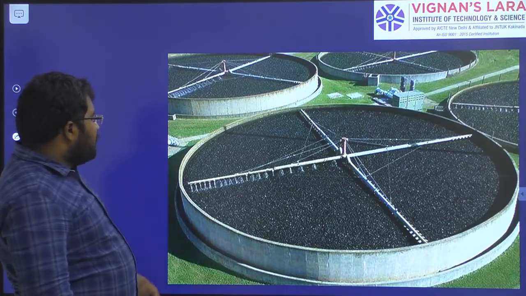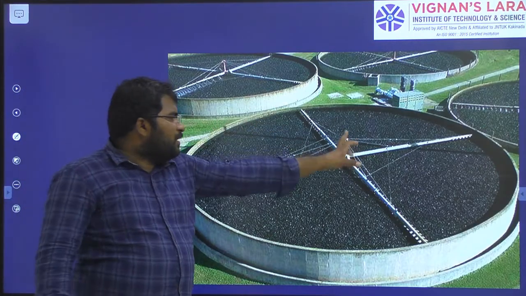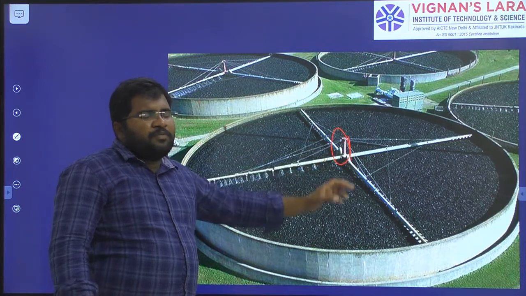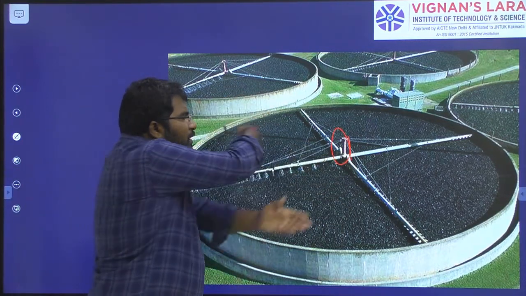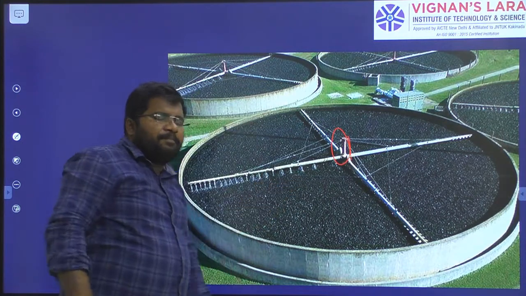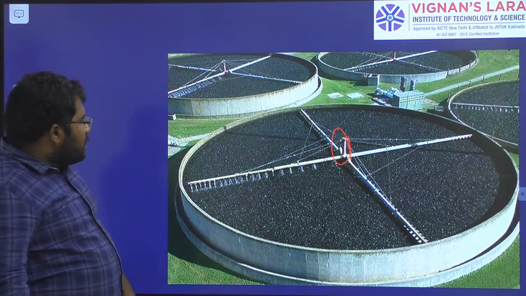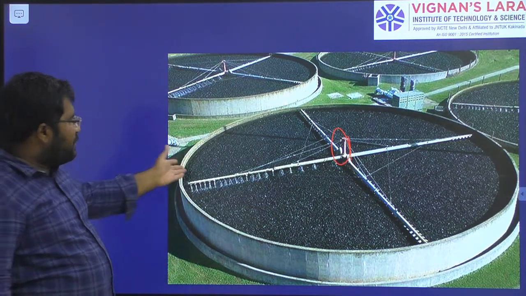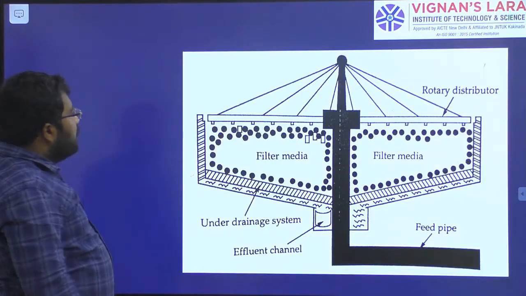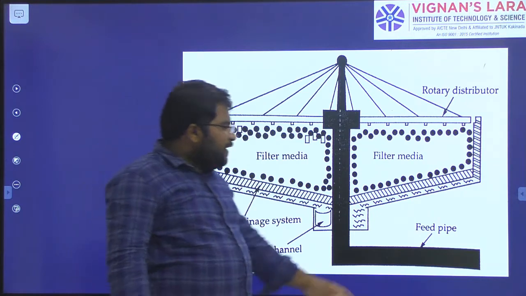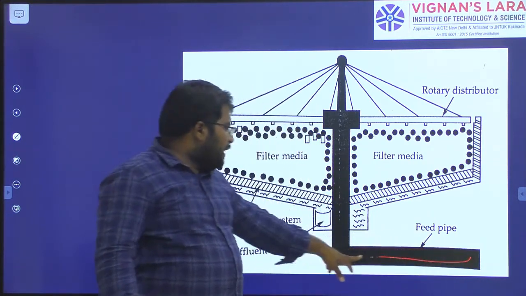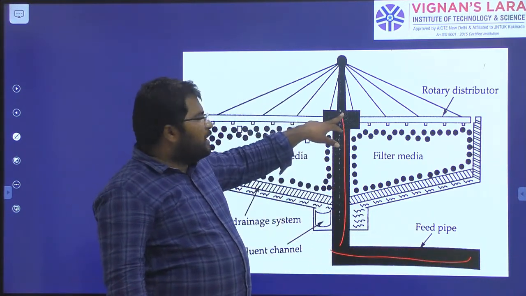Next, see, this is a full photo, right? The central rotor will be there where we keep the electric motor, so that the arms are going to be rotated along the circular surface, right? Next, this is the line diagram of the trickling filter, where the feeding water, the raw water, will enter here and it will lead us to the center portion.